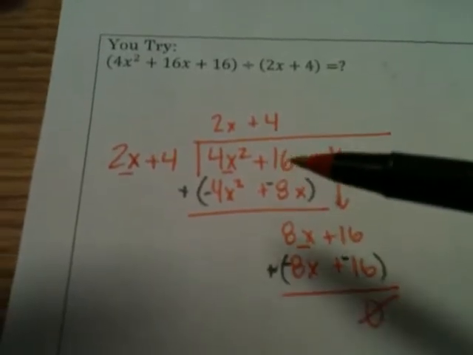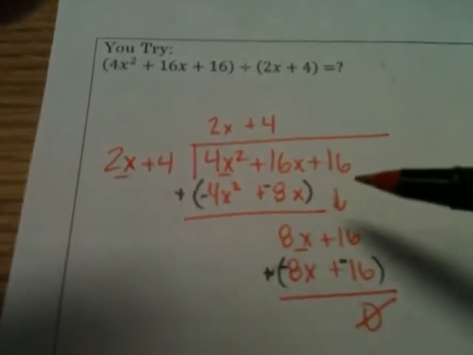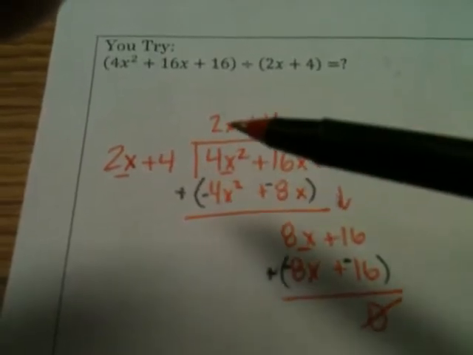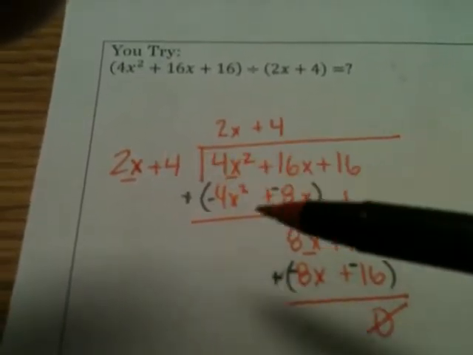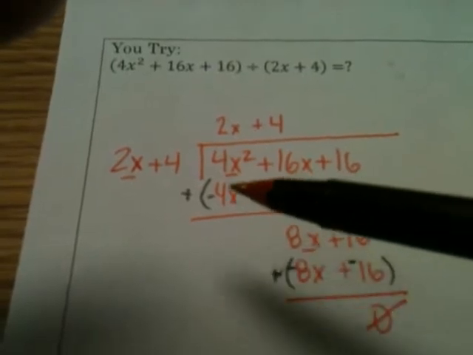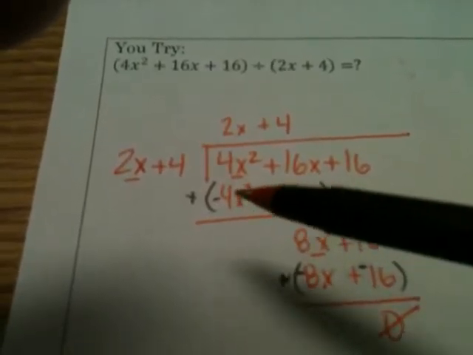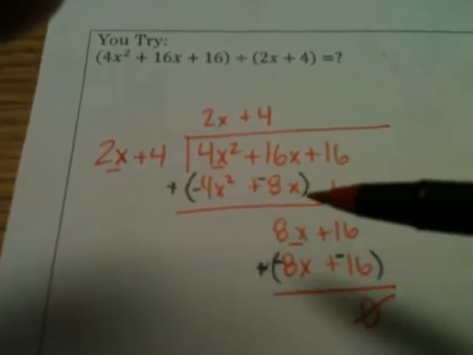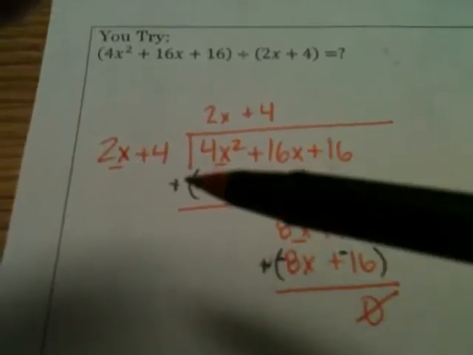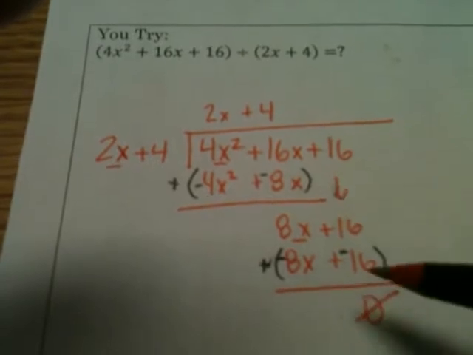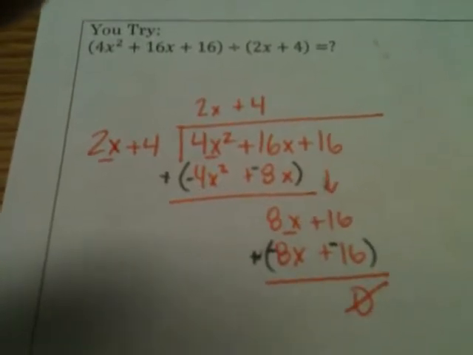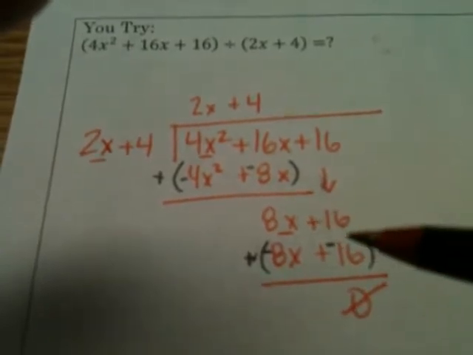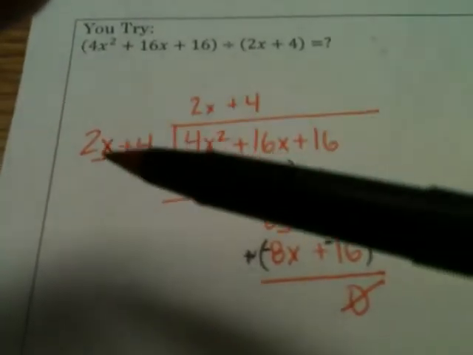When I take 4x squared plus 16x plus 16 divided by 2x plus 4, look at the first term. I multiply by 2x, I distribute. I get 4x squared plus 8x. I remember that that is subtraction, so I change my signs. 4x squared plus negative 4x squared is 0. 16 plus negative 8 is going to give me positive 8. Okay, bring down the 16, and I get 8x plus 16.